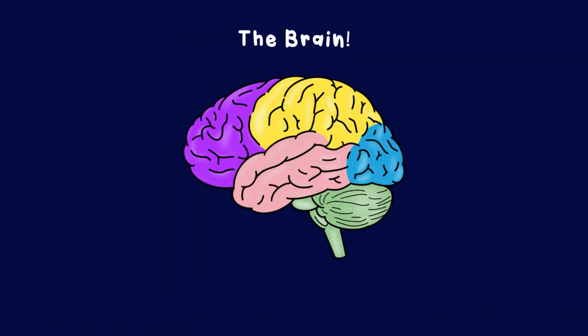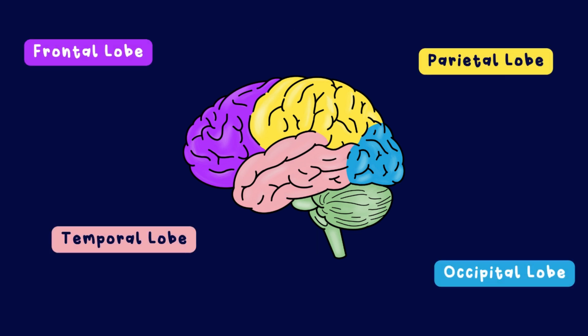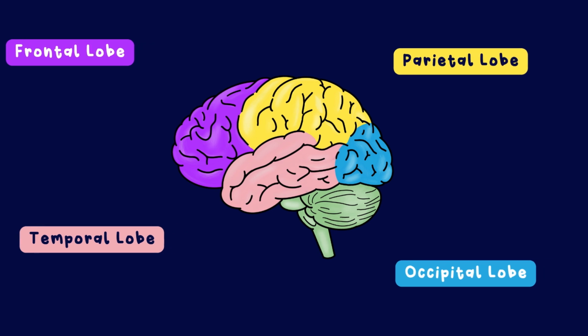Learning about the brain can be really confusing, so let's start off by breaking it up into 4 lobes. The 4 lobes of the brain are the frontal, parietal, temporal, and occipital lobes.